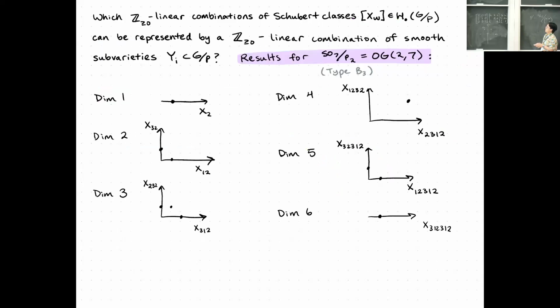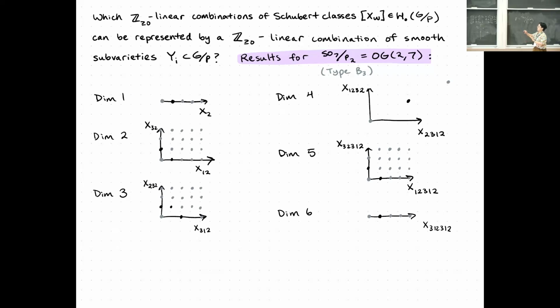So maybe I will end with showing what I've gotten for a particular space: SO7 mod P2, the maximal parabolic P2, which is the orthogonal Grassmannian of two planes in 7-space. What I've done is plot it, and the black points on the graphs are points where I've done explicit computations and gotten a smooth representative. Then if you take effective linear combinations, you can conclude that those gray points can also be represented by some effective linear combination.